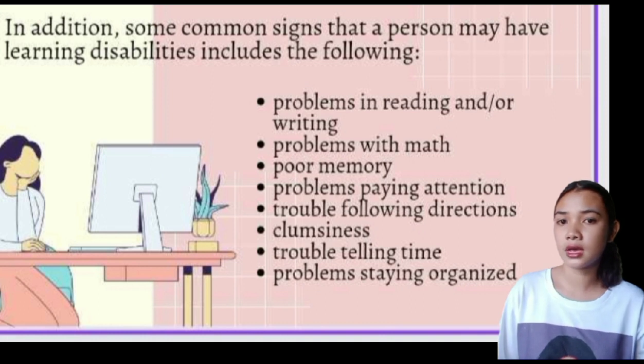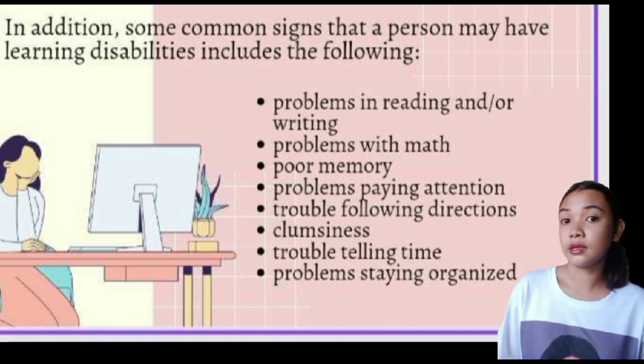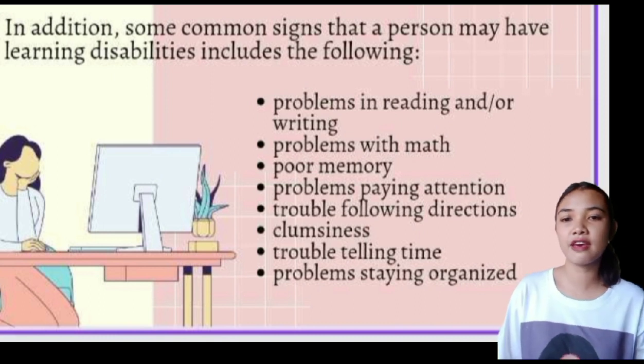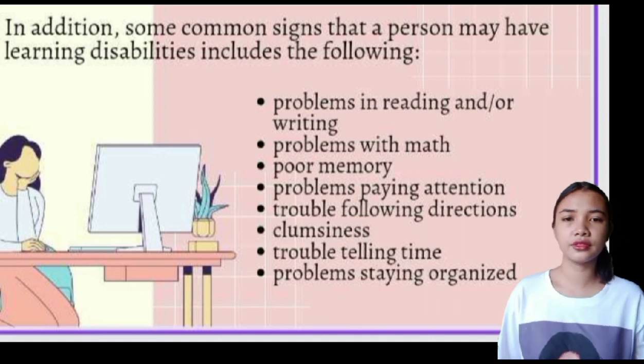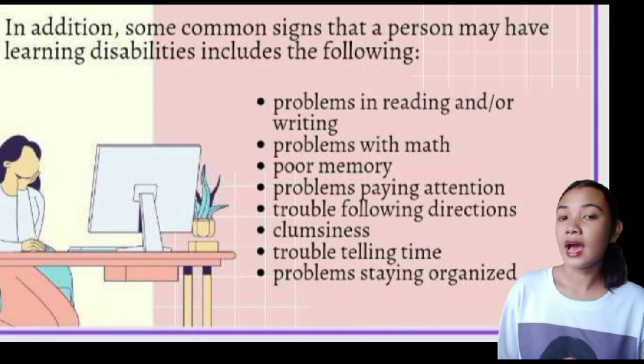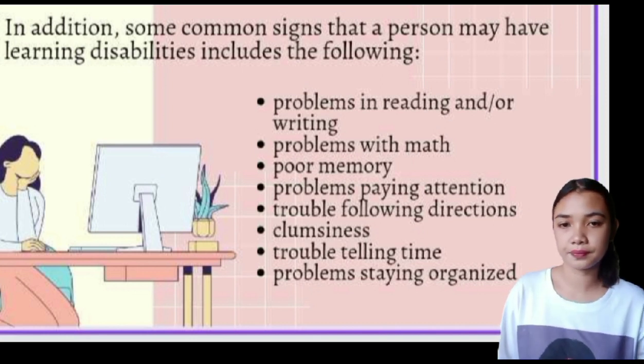Number 6, clumsiness, lack of coordination or motor skills leading to physical challenges in movements. The 7th is trouble telling time, difficulty in comprehending or reading an analog or digital clock to tell time accurately.